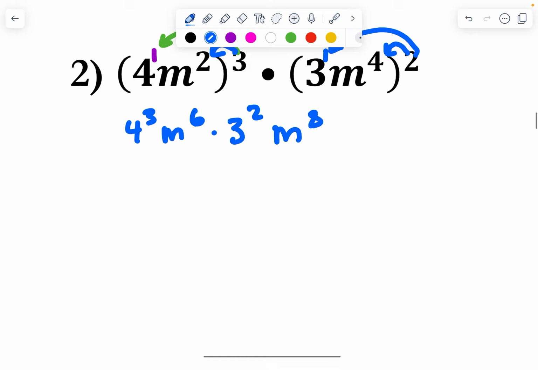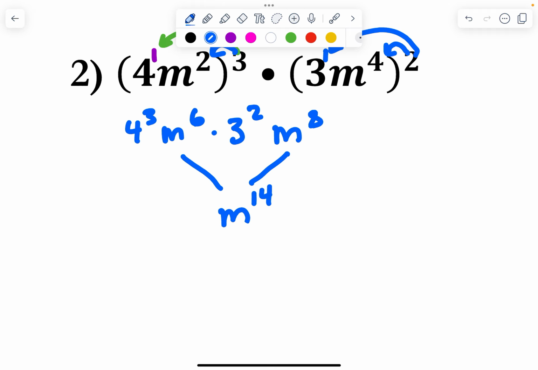And now I'm going to start by combining these m's because it's easier, right? So m to the power of 6 times m to the power of 8. Remember, your base stays the same, your exponents end up adding. So we have m to the 14th.